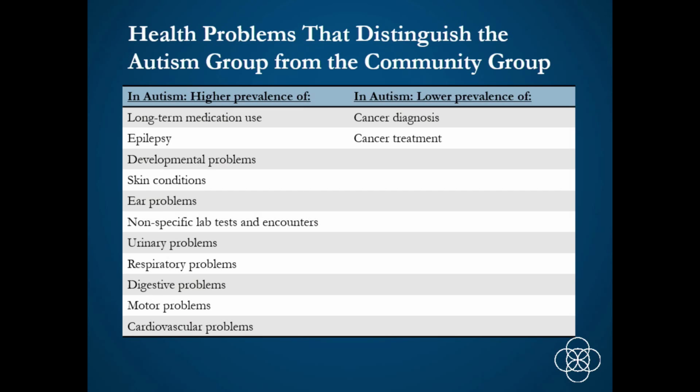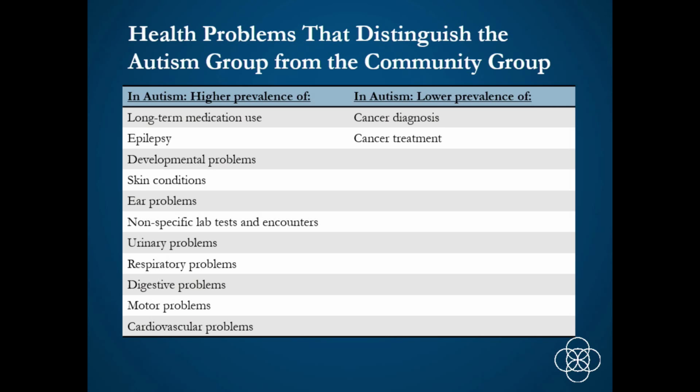So the key to interpreting this is that these are not the most common things. These are the things that distinguish people the most, that differentiated autistic people from community members the most. So I think, as we would expect, we saw things like that people on the autism spectrum used medications in the long term. They had epilepsy, they had developmental problems. I think, interestingly, something that we found is that we saw really high prevalence and a very distinguishing pattern of problems with cardiovascular disease and motor function.